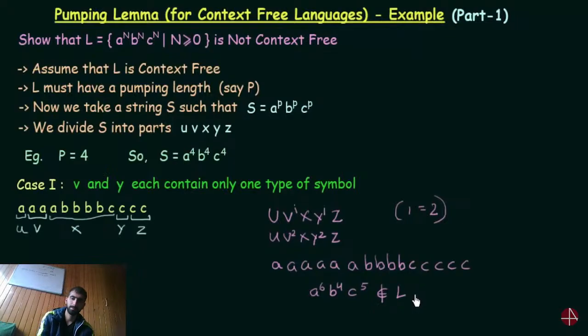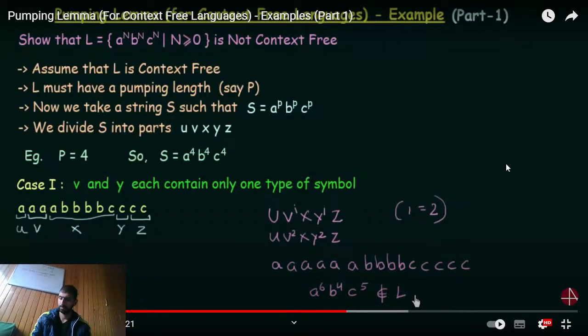So since condition number 1, I'm going to write it all down. I'm miswriting that down on paper. What do we show? L equal to A power n, B power n, C power n, such that n is greater than or equal to 1, is not.